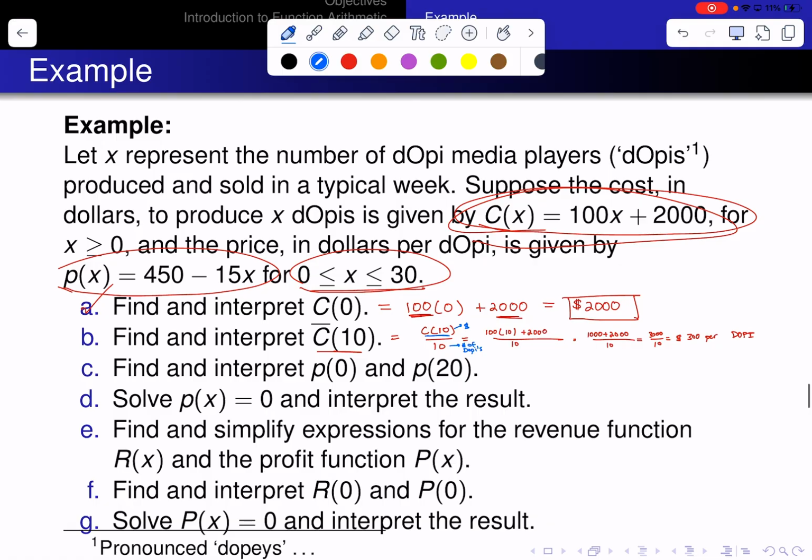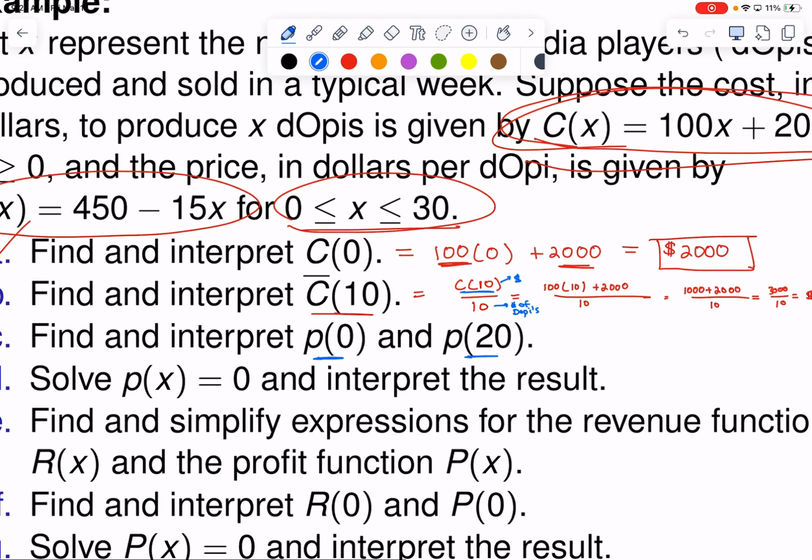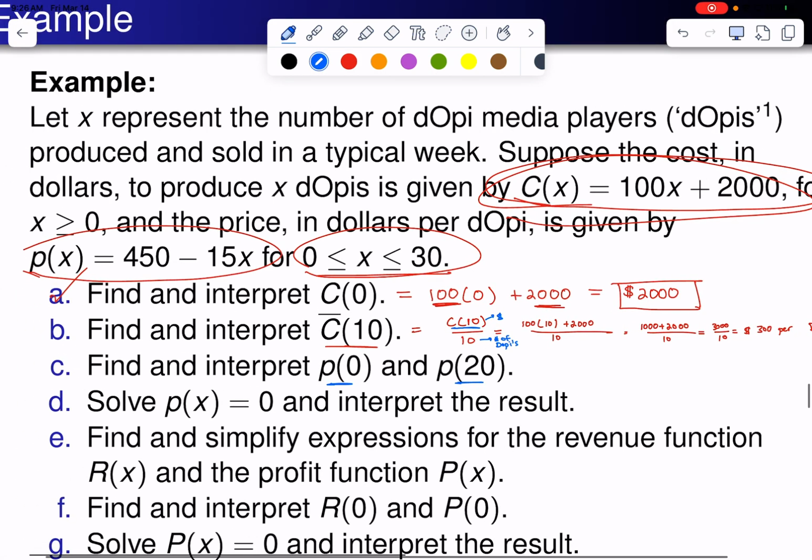Okay, find and interpret P of 0 and P of 20. So this is setting the price based on the number of items you decide to make that month, because you might change the price every month based on supply and demand. So P of 0, that's little p, so I'm going to use the little p equation here. Little p of 0, if I make 0 dopies, this doesn't make a lot of sense, but we're going to do it. It's 450 minus 15 times 0, which is going to be $450.